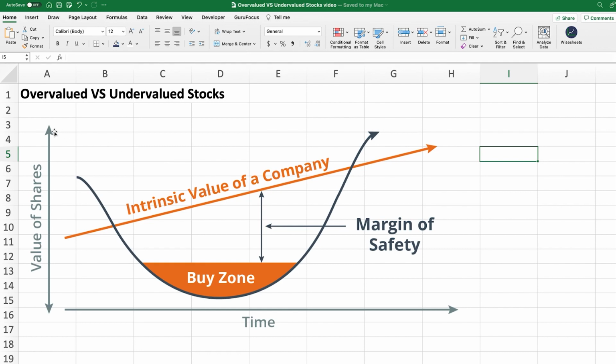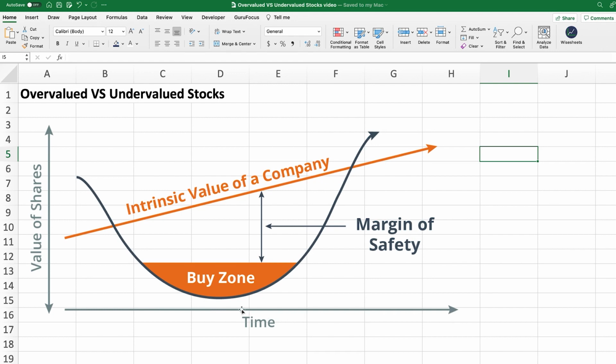So as you can see, we have a very useful graph right here. Here we have the value of the shares, which could be known as the market price. For example, the market price here would be 0, here would be whatever number you want to put, let's say $100 per share, and then here on the other side of the axis we have the time.